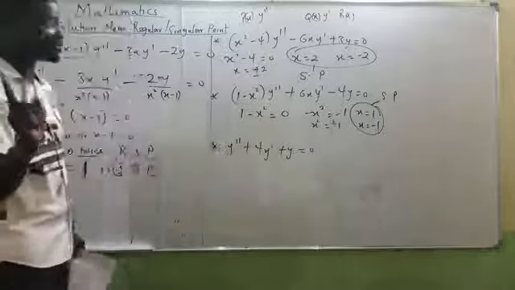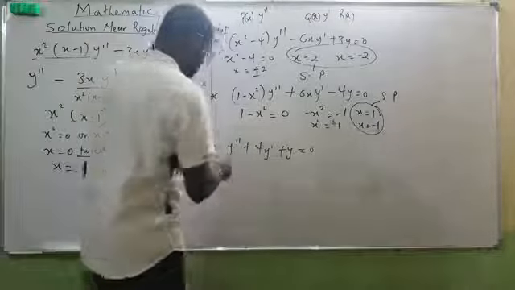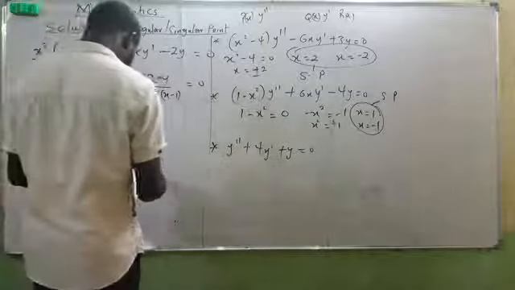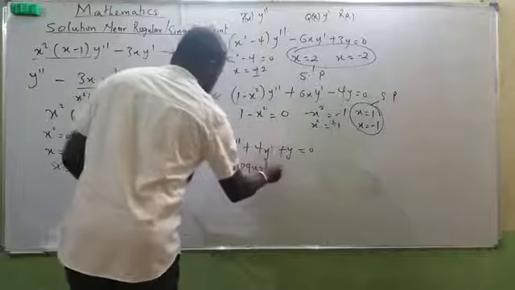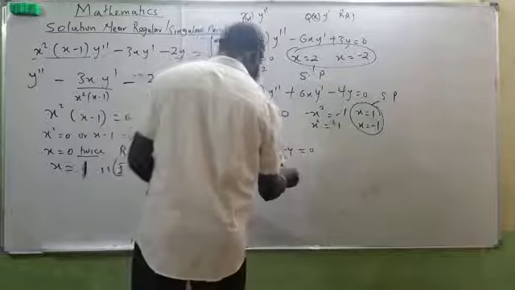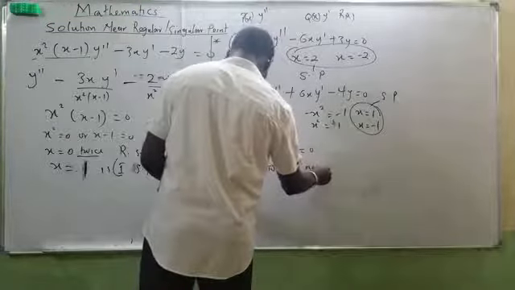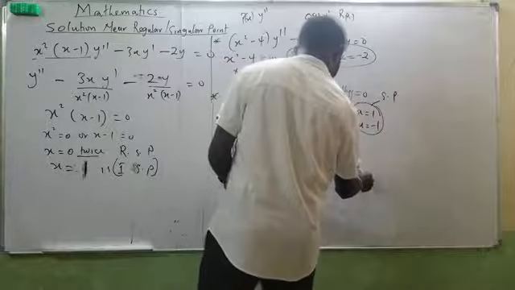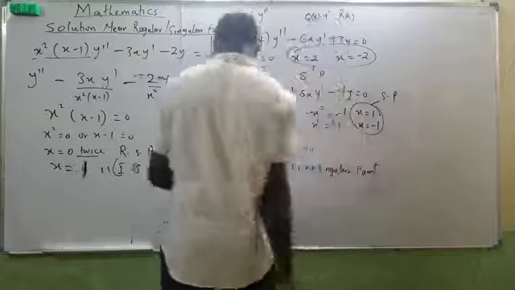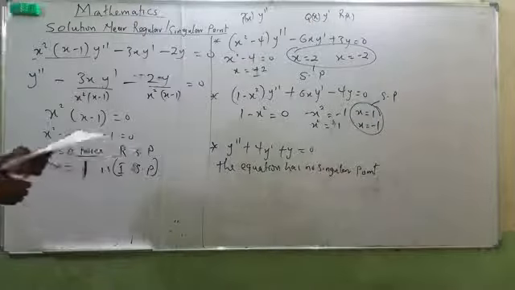This one is very, very important. Take note of this very well. Now, I have something like this. The equation has no singular points. It has no singular point. That is just the value.